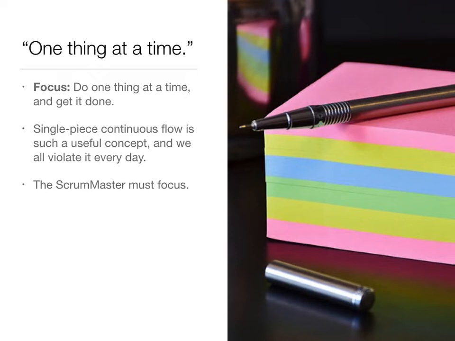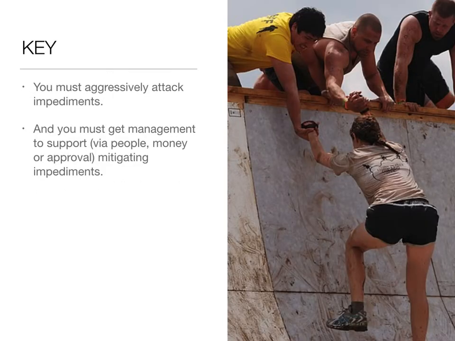Certainly to me, it does mean we should use it in this context of working on impediments. So we, the team, need to focus, but also particularly the Scrum Master needs to focus. So two keys. One is we want to aggressively attack the impediments every sprint. Secondly, to me, you're not really quite doing Scrum yet if you don't get management support for mitigating the impediments.